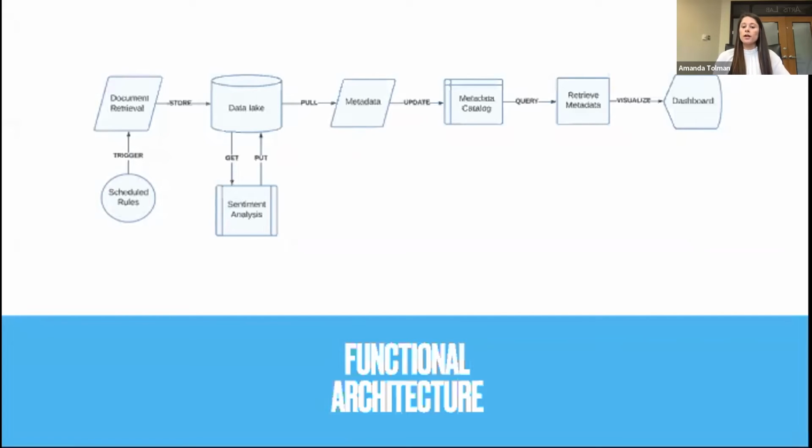The sentiment and other metadata attributes about each document are stored in the data lake and pulled into the metadata repository. The metadata repository is used to access the data within the data lake, and queries are used to retrieve the metadata to visualize it.